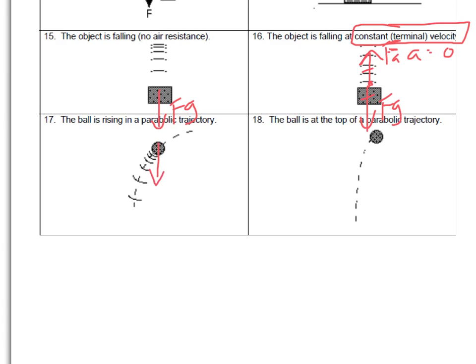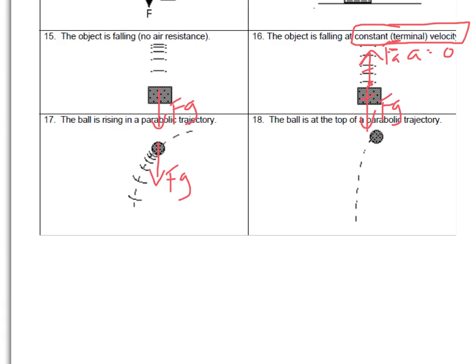17, the ball's rising. When the ball's in the air, the only force acting on it is gravity, right? So do you see anything else touching it out here? Yes, it's moving this way, but there's no force pushing it over here. The hand is down here, let it go. But there's nothing touching it, so that's the only force, right?